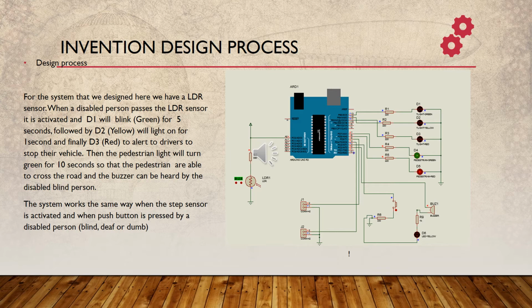For situation 2, the disabled person will step on J1 or J2, and the process is repeated the same way as before. In situation 3, the disabled person, besides a blind person, either deaf or dumb people, can press the push button and the same process is repeated. This will enable the disabled people to cross the road without any fear of getting into any accident.